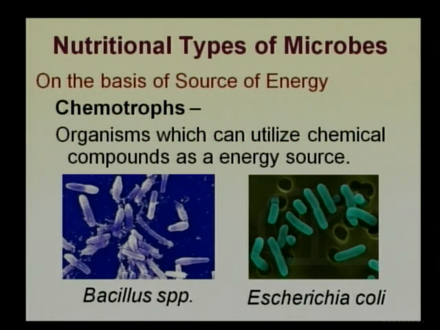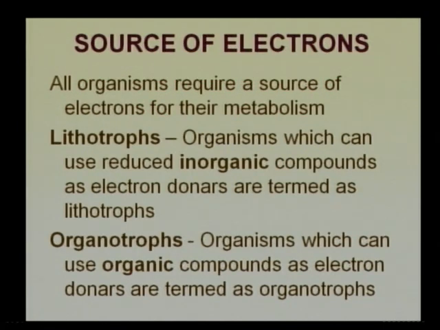Another type is chemotrophs. Other than phototrophs, chemotrophs are organisms which rely upon chemicals as a source of energy. Organisms which can utilize chemical compounds, maybe a carbohydrate or maybe a fat, degrade them and derive energy from that. All these organisms come under the title of chemotrophs. The best examples are your routine organisms, Escherichia coli or Bacillus species, which we grow day to day in the microbial laboratory. All these organisms are chemotrophs.